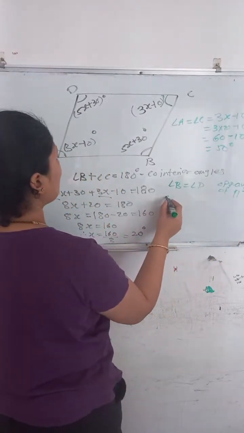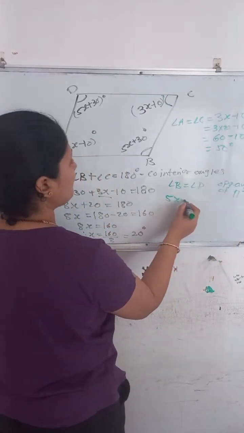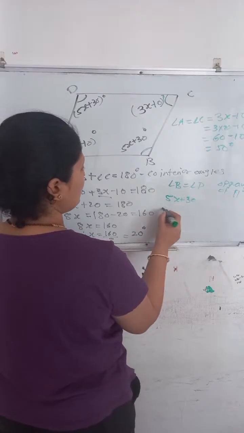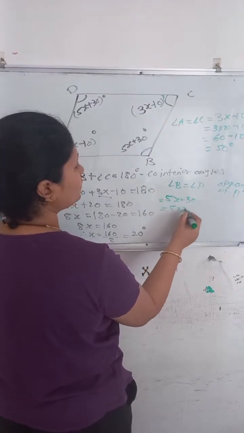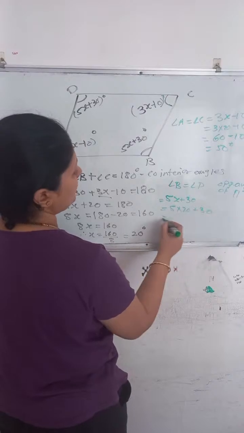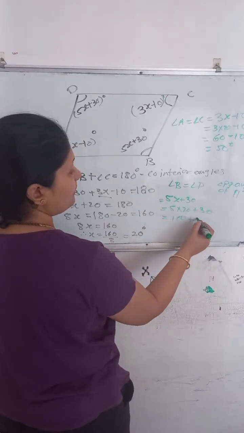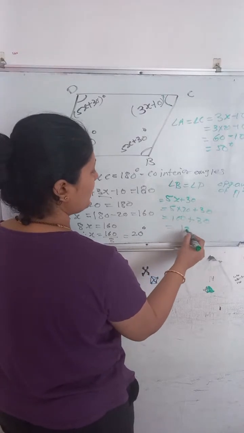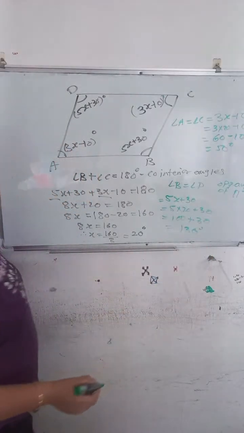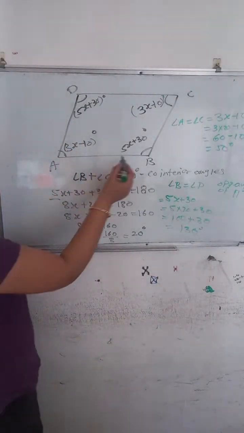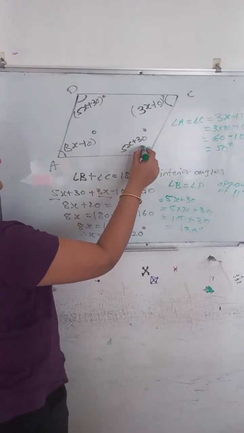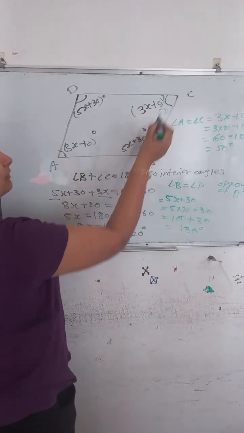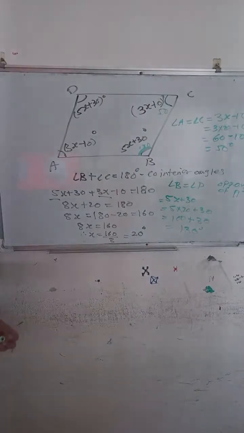And here we have B and D are nothing but 5x plus 30, that is equal to 5 into 20 plus 30, that is equal to 100 plus 30, that is equal to 130 degrees. Getting? And if you take a co-interior angle sum, I got 130 and this is 50. So 130 plus 50 is 180.